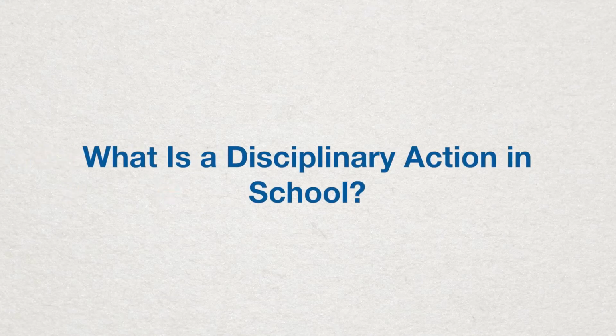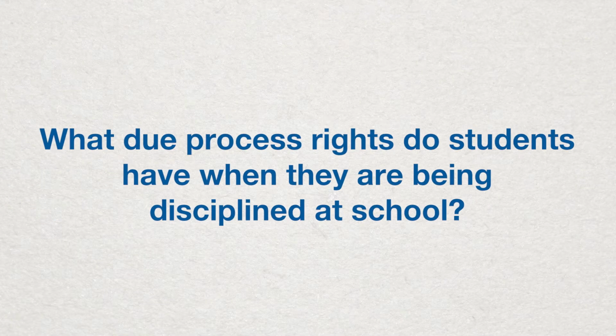What is a disciplinary action in school? The word disciplinary is often used in schools to describe various types of punishments for misbehaviors. Some examples of disciplinary actions that may be taken by a school are detention, suspension, expulsion, or sending a student to the principal's office. The severity and duration of the disciplinary action will depend on the infraction committed by the student.